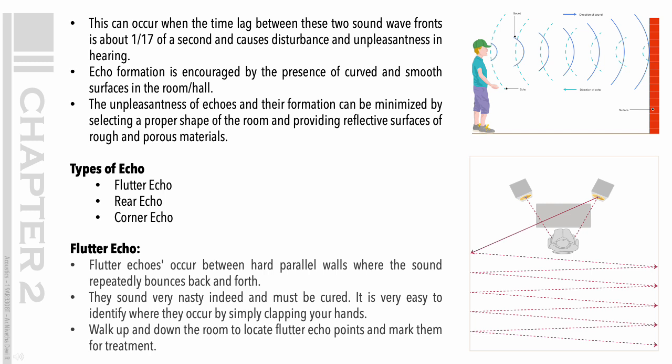Flutter echo. Flutter echoes occur between hard parallel walls where the sound repeatedly bounces back and forth. They sound very nasty indeed and must be cured. It is very easy to identify where they occur by simply clapping your hands. Walk up and down the room to locate flutter echo points and mark them for treatment.